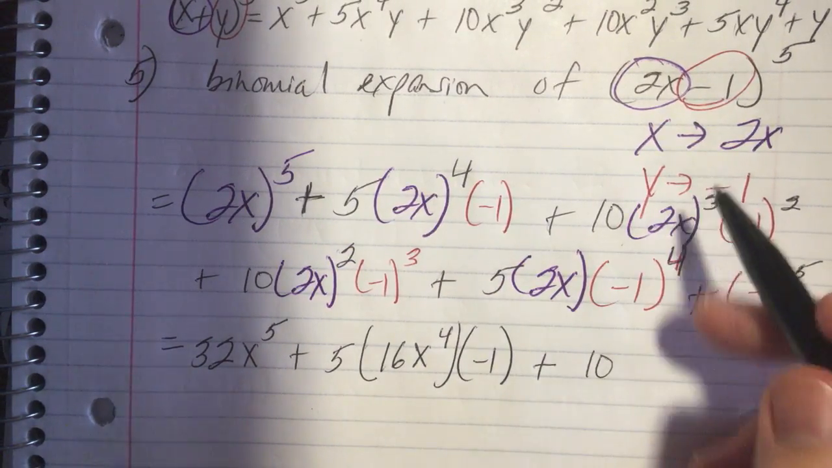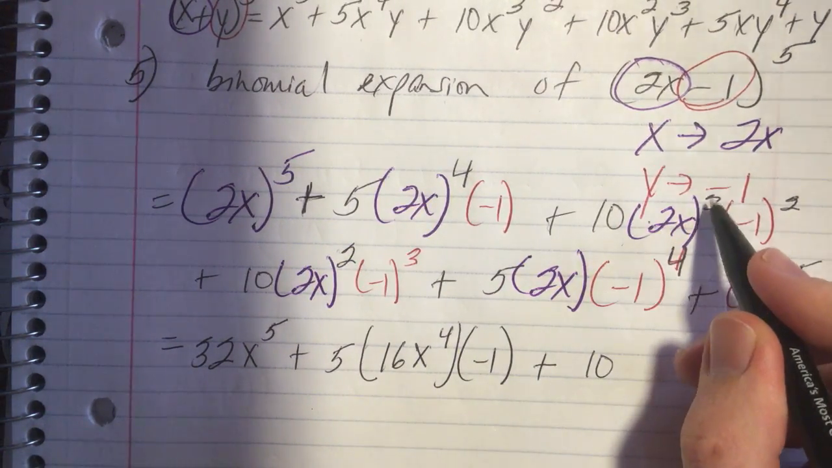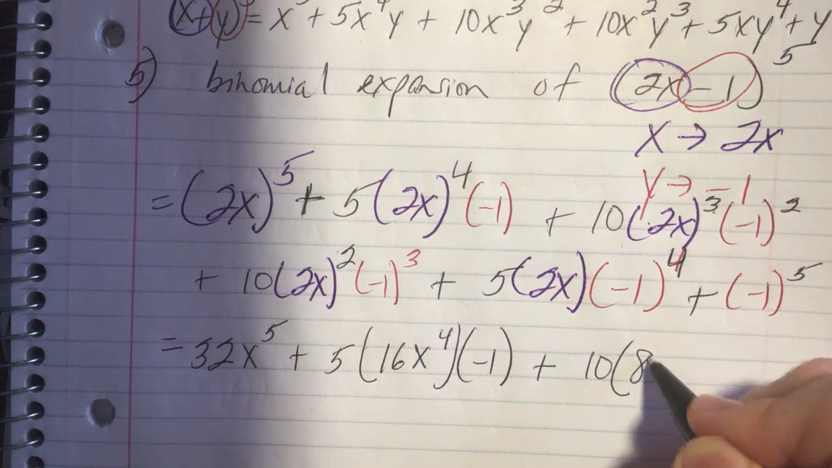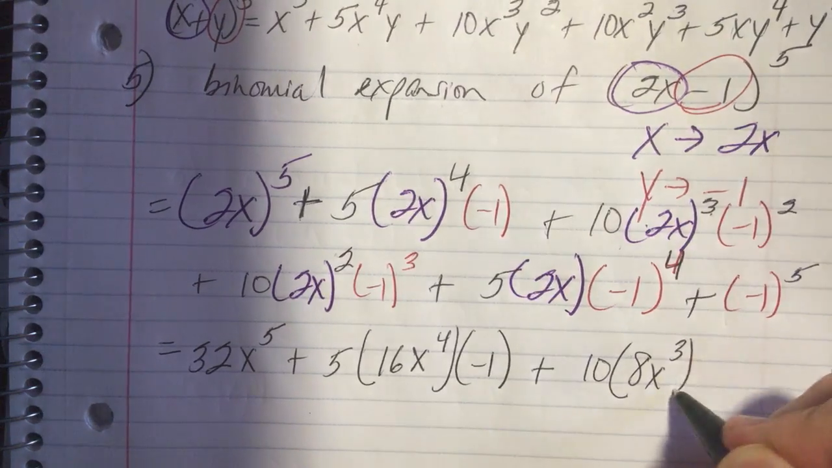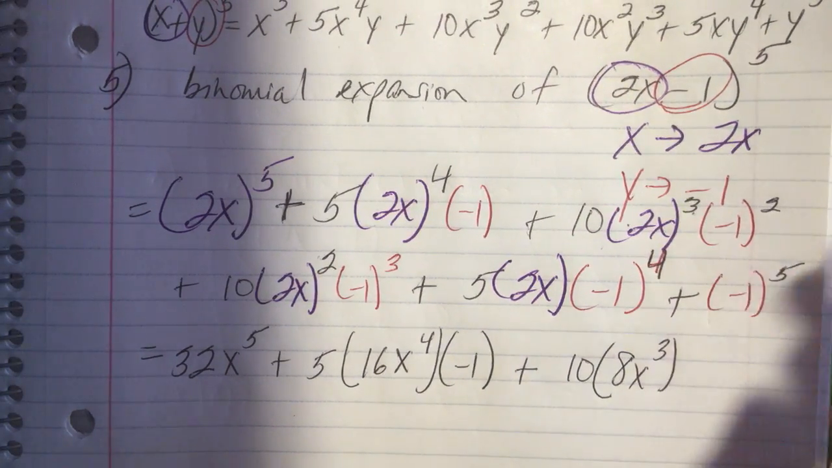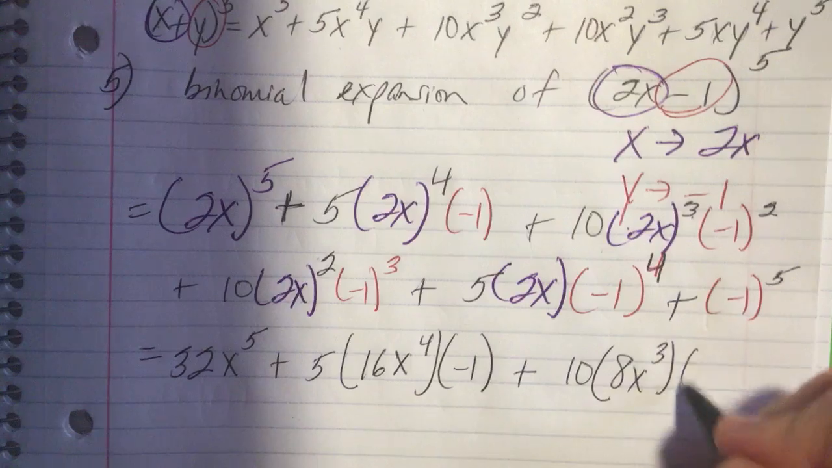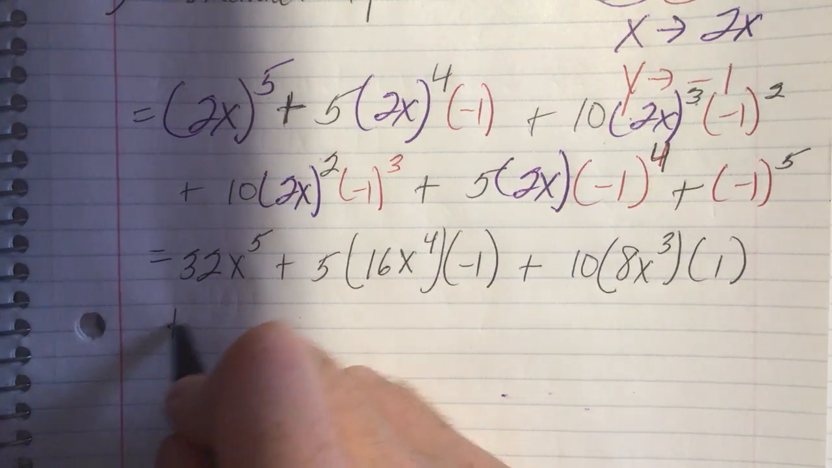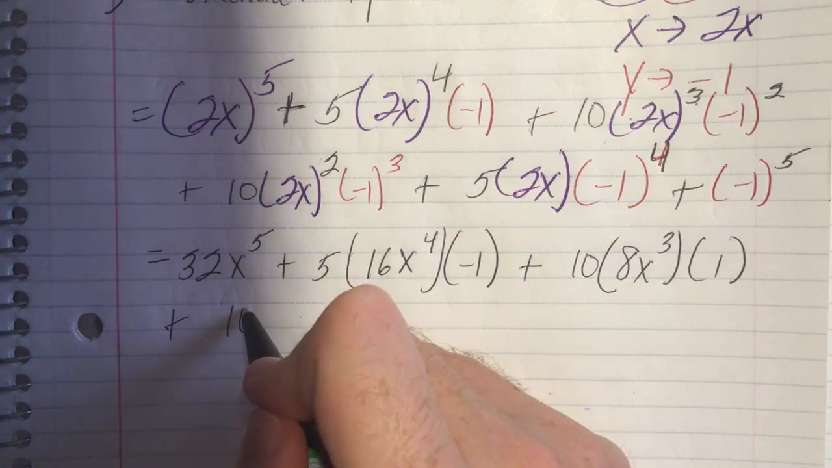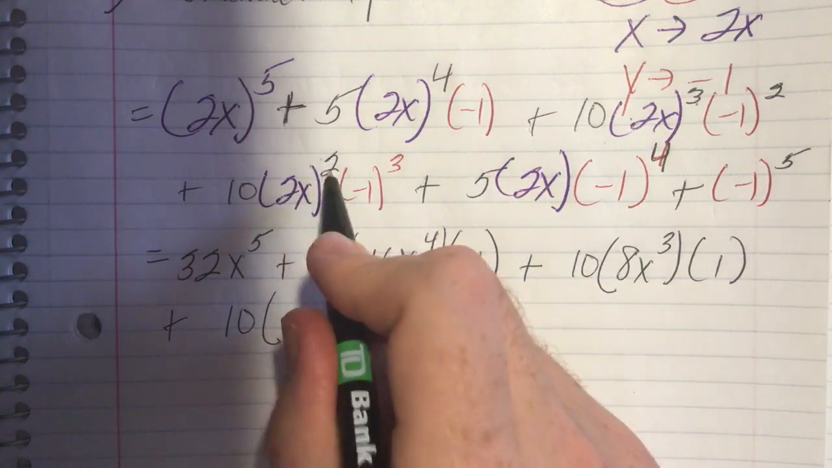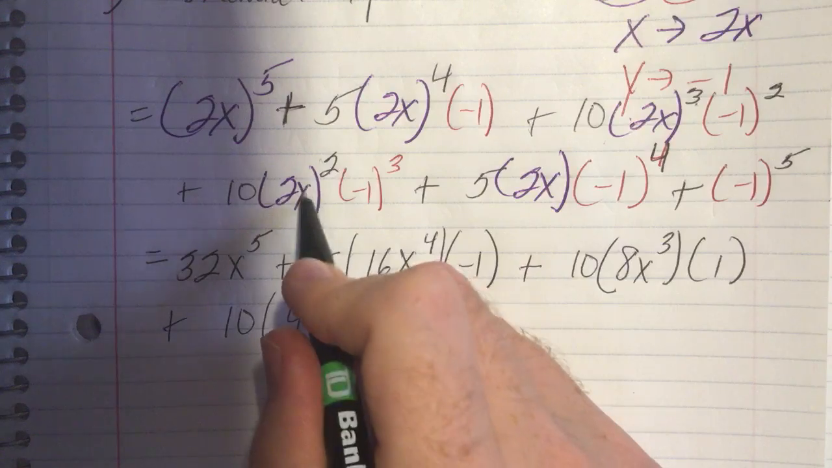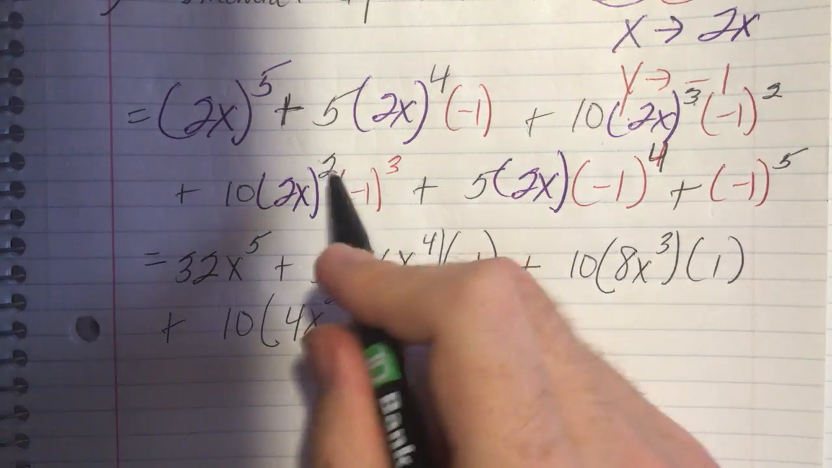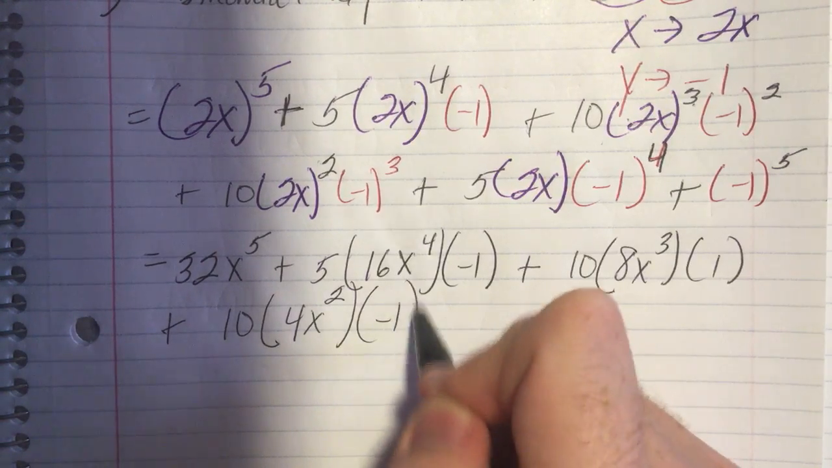The coefficient is not raised to the power, but the 2 and the x would be raised to the 3rd power. So you're going to get 2 cubed is 8, and x cubed. And then you have negative 1 to the second power. If you square negative 1, it would be a positive 1. We're going to trade that out. On our next line, we have our next term, 10 times 2 squared, which is 4. And then you have x squared. And then negative 1 cubed would still stay a negative 1.